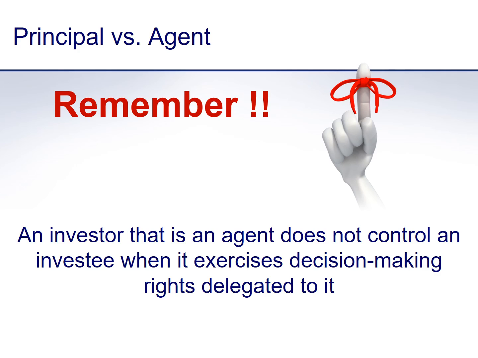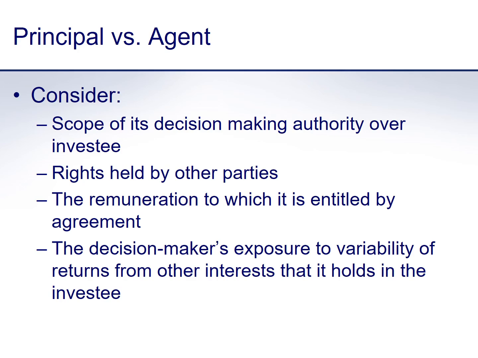The standard cautions us that meeting the definition of control might not necessarily automatically mean that you've got control. The standard explains that in some instances, an investor might be acting as an agent on behalf of somebody else. In assessing whether you are acting as a principal or an agent for purposes of the definition of control, you would need to determine the scope of your decision-making authority over the investee, consider the rights held by other parties, consider the remuneration to which you're entitled by agreement, and your exposure to variability of returns from any other interest that you might hold in the investee.